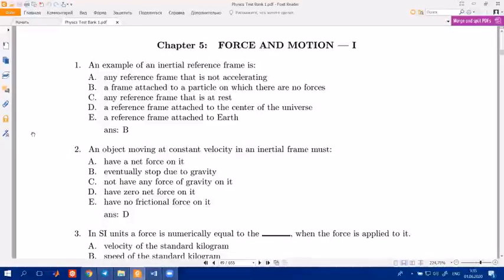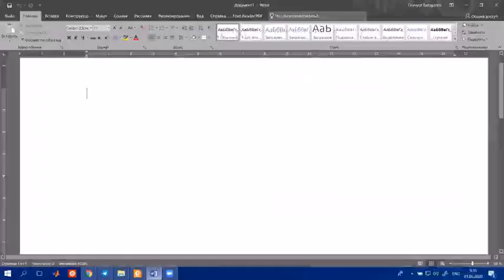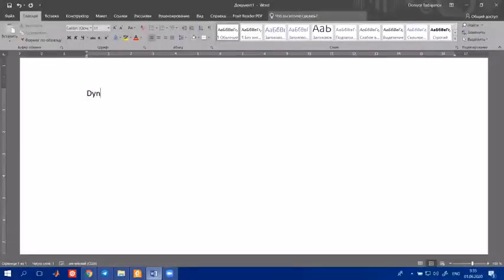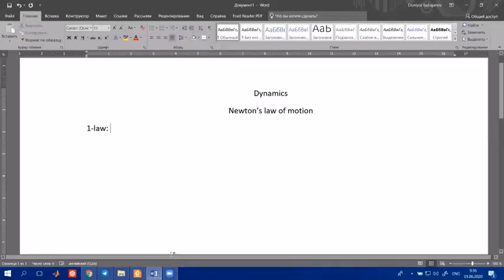Okay, now we start dynamics. Dynamics is based on Newton's laws of motion. So our topic is dynamics, Newton's laws of motion. Let's remember Newton's three laws of motion. First law. First law is about inertia. This is called the law of inertia.